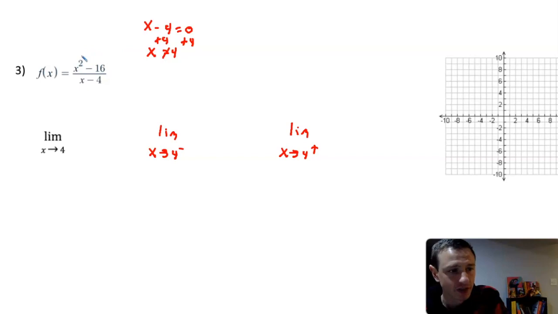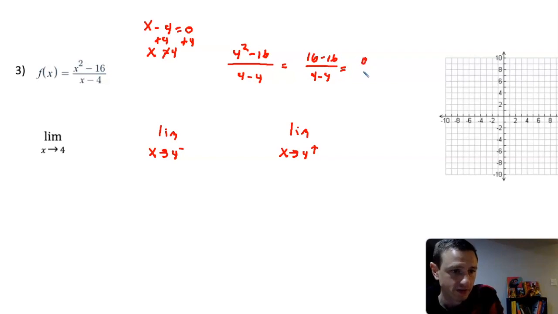Because if you just evaluate at 4, look what happens. I'm going to plug 4 into here. We have 4 squared minus 16 over 4 minus 4. 4 squared is 16, so 16 minus 16 over 4 minus 4. 16 minus 16 is 0, and 4 minus 4 is 0. We get 0 over 0. So we can't have that. No good. That's why we have to look at what's happening from the left and from the right to get an understanding of what is happening as we approach 4.